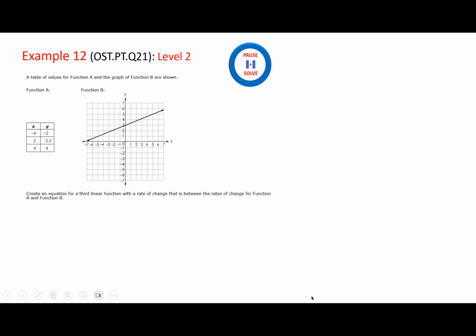A table of values of function A and the graph of function B are shown. They give you questions like that, comparing a table and a graph. Create an equation of a third linear function with a rate of change that is between the rates of change for function A and function B, between them. So we need to find the rate of change, basically. For this one here, you need to pick 2 points.